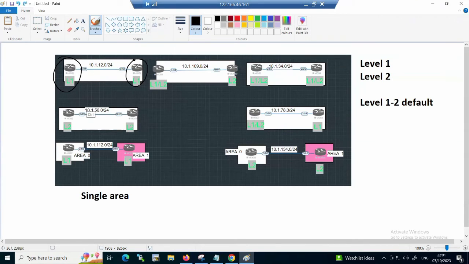The neighborship over here is called a label 1 neighborship. The neighborship over here is called a label 1 neighborship. The same thing if you see in the same area over here, the default behavior of the router is label 1 and label 2. But as I told you, you can change it if you want. Another type is a label 2 router.